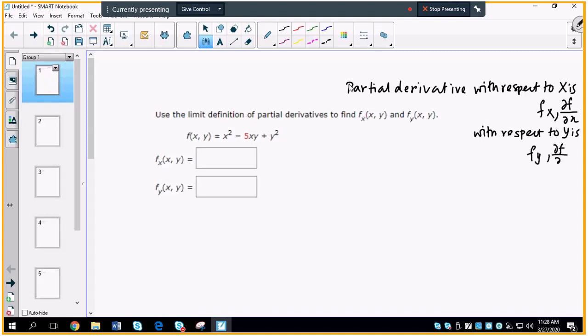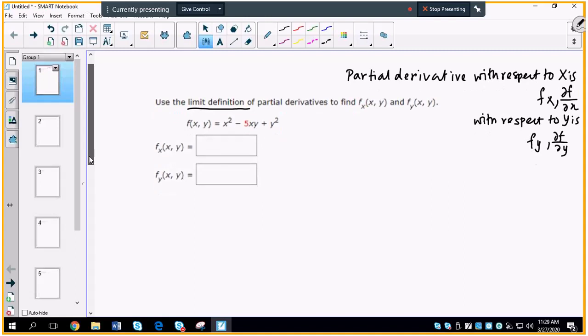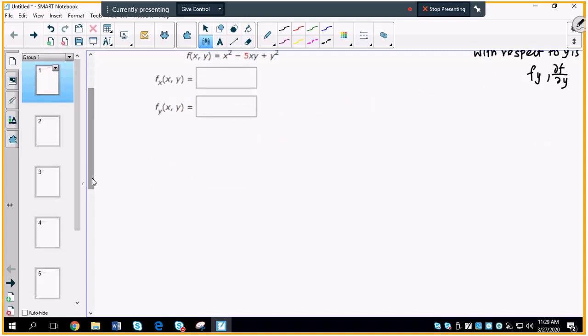Now, if you have more than x and y as independent variables, for example, if it is a function of three variables, x, y, z, then you can do the partial with respect to z as well. So this question is asking you to use the limit definition. So it's like the first principle of the limit. We have it in our lecture notes, but I'm going to rewrite the definition.